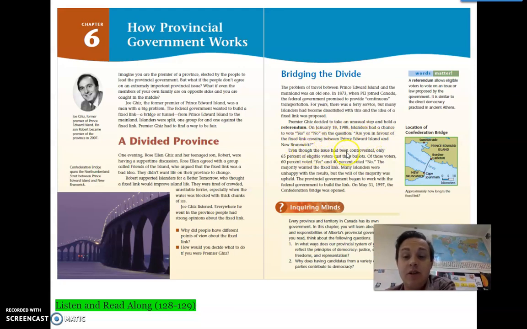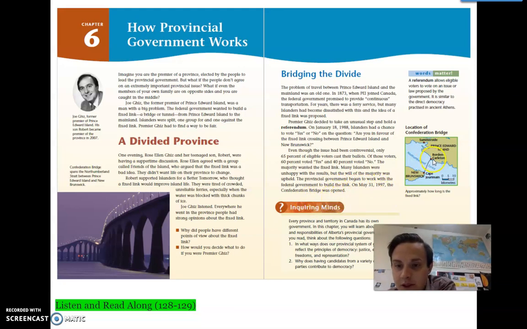Even though the issue had been controversial, only 65% of eligible voters cast their ballots. Of those voters, 60% voted yes and 40% voted no. The majority wanted the fixed link. Many islanders were unhappy with the result, but the will of the majority was upheld. The provincial government began to work with the federal government to build the link. On May 31st, 1977, the Confederation Bridge was opened.